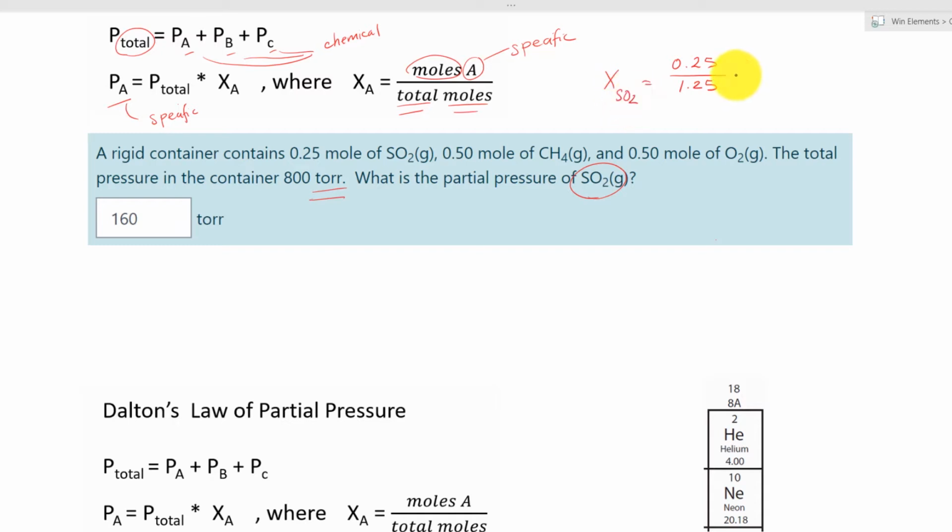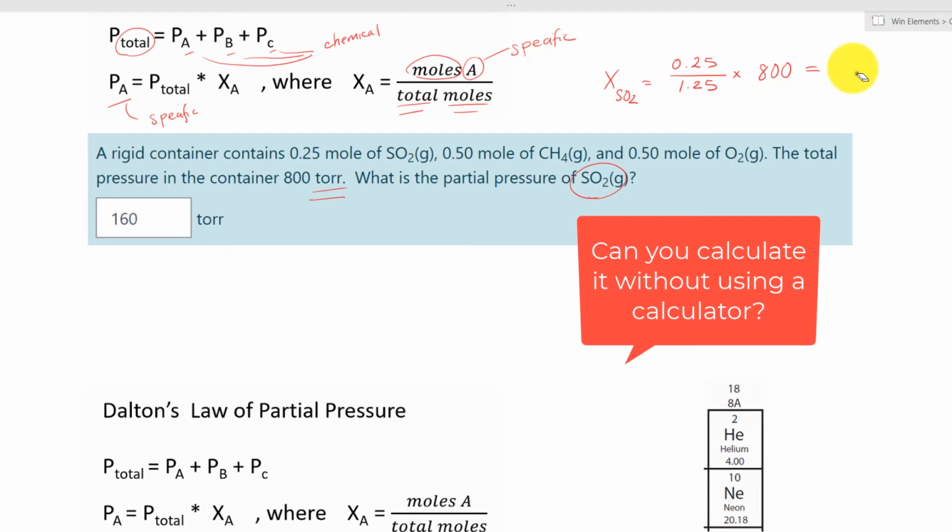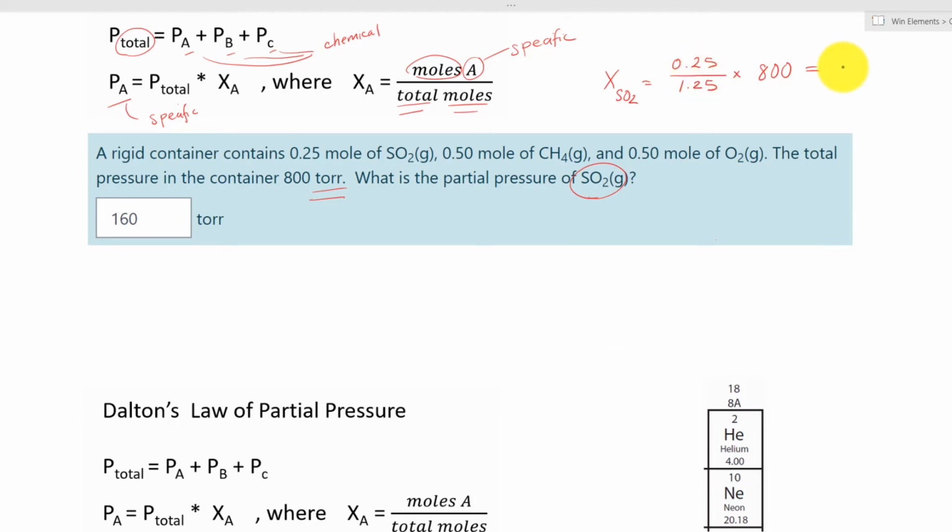So all we have to do is multiply that by the total pressure right there, which in this case is 800 torr. Now we plug into the calculator. You can plug into the calculator 0.25 divided by 1.25 times 800. And after we plug in the calculator, we have 160 torr. And that is the partial pressure for SO2. And you can do the same thing. Of course, in this case, I can ask you the partial pressure for methane. I can ask you the partial pressure for oxygen as well. But the same logic, the same application works as well, okay?